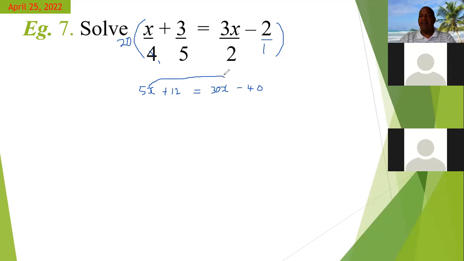So if I bring the 5x over here, and I bring this negative 40 over here, the negative when it goes to the left side becomes positive 40. So we have positive 40 plus 12. And then what we now have is this positive 5x, when it goes to the right-hand side, it becomes negative 5x. So we get 30x minus 5x.